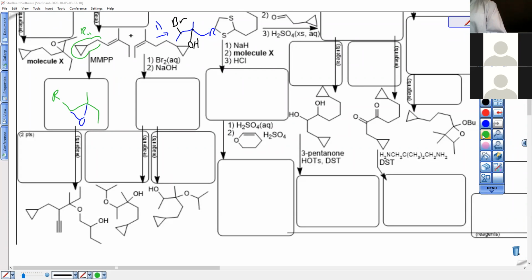So we're going to have CH2 go to a C with a cyclopropane. And the epoxide's on the left of the methyl here.